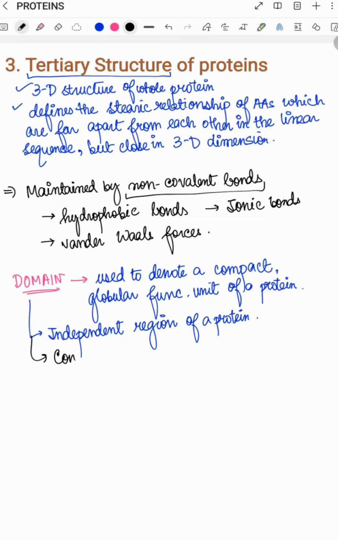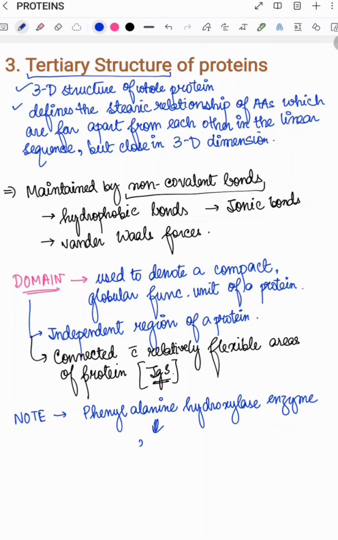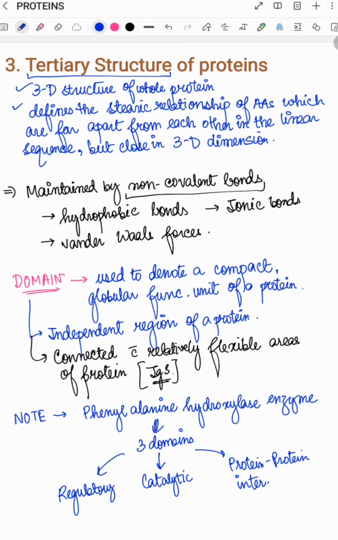These are basically connected with relatively flexible areas of protein, as we can see in immunoglobulins. Make a note here. The phenylalanine hydroxylase enzyme contains three domains, which are regulatory, catalytic, and protein-to-protein interaction domains.